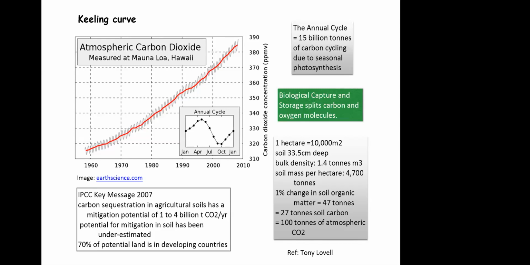We have to bear in mind that the IPCC is more or less aware of this, because in 2007, they were saying that carbon sequestration in agricultural soils has a mitigation potential of 1 to 4 billion tons of CO2 a year, that the potential for mitigation in soil has been underestimated, and that 70% of potential land is in developing countries. So there are some really interesting potential developments if we take that on board.